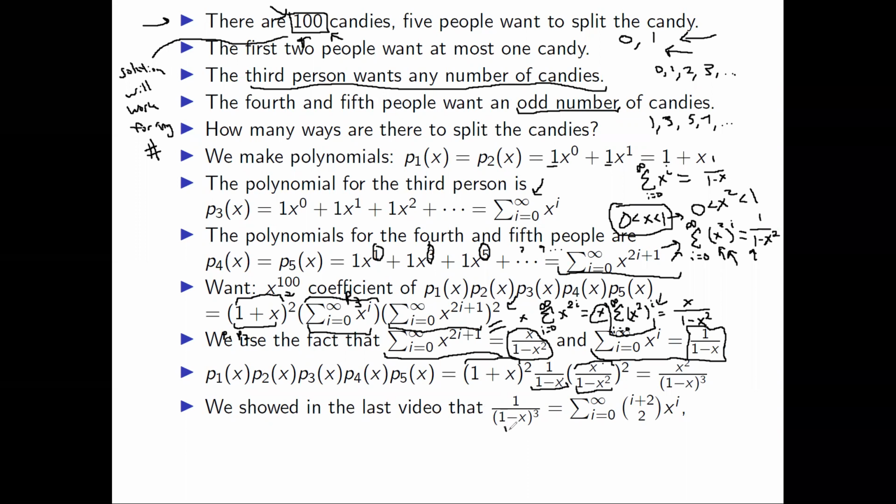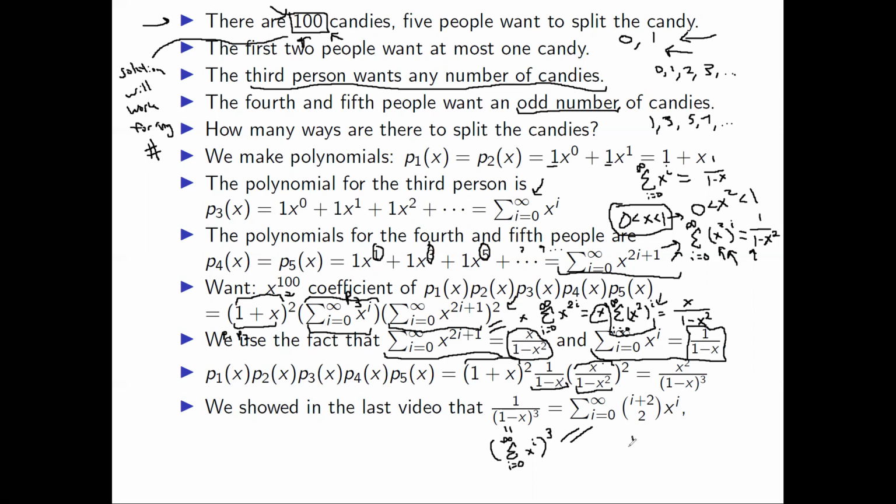So 1 over 1 minus x quantity cubed is the same as the sum i equals 0 to infinity of x to the i, that quantity cubed. And we did show that this is exactly what I wrote. We showed that in the last video. We actually proved something much more general than that.